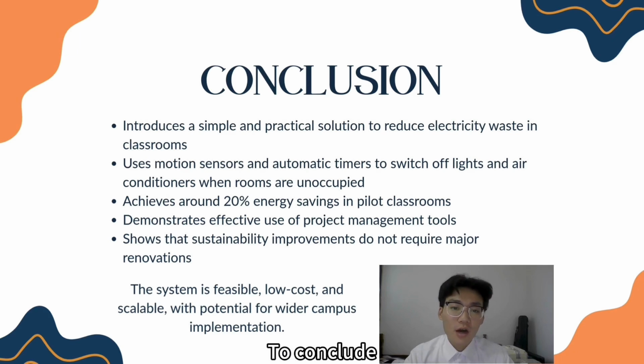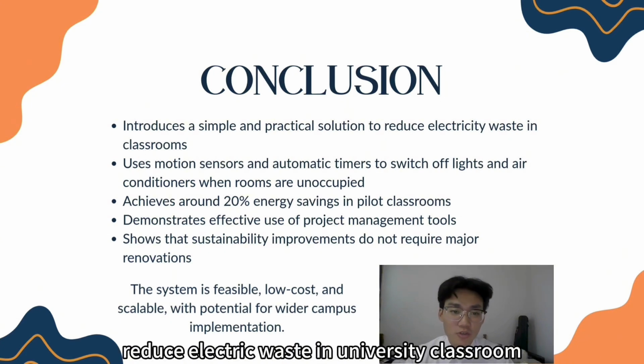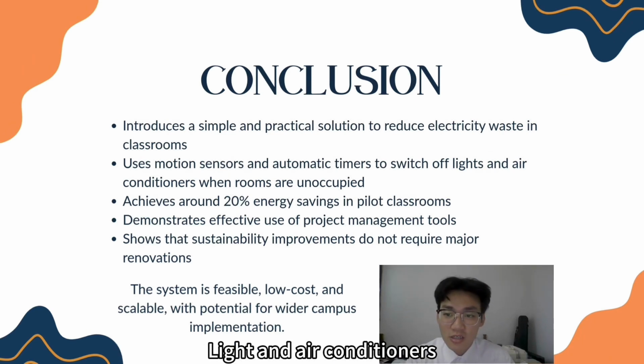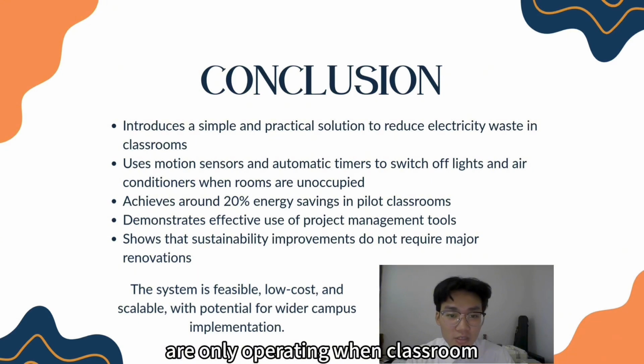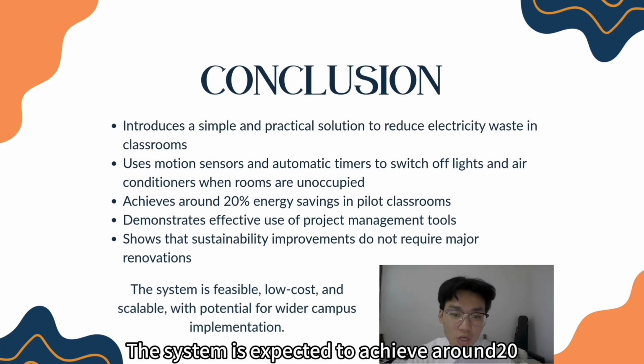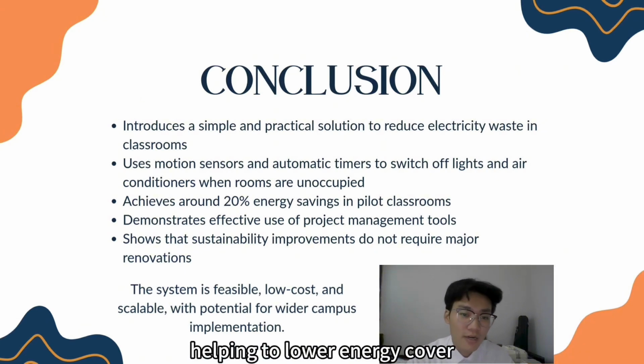To conclude, our project offers a simple and practical way to reduce electricity waste in university classrooms. By using motion sensors and automated timers, lights and air conditioners are only operating when classrooms are in use. In pilot classrooms, the system is expected to achieve around 20% energy savings, helping to lower energy cost and reduce carbon emissions.